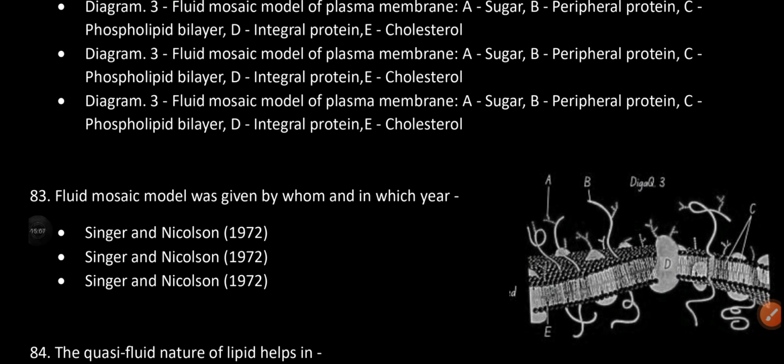Fluid mosaic model of plasma membrane. A. Sugar. B. Peripheral protein. C. Phospholipid bilayer. D. Integral protein. E. Cholesterol.